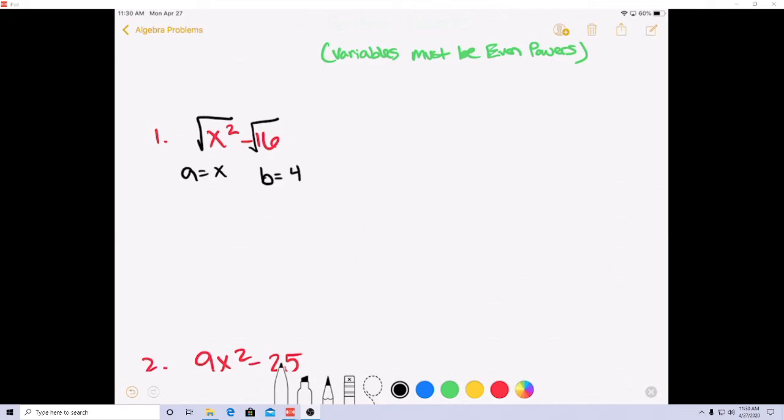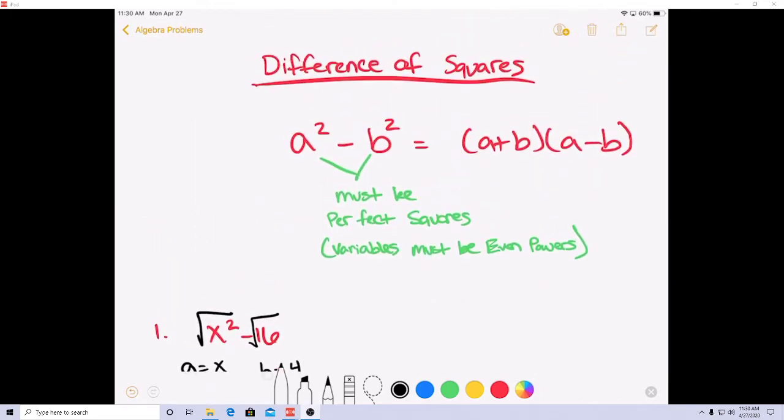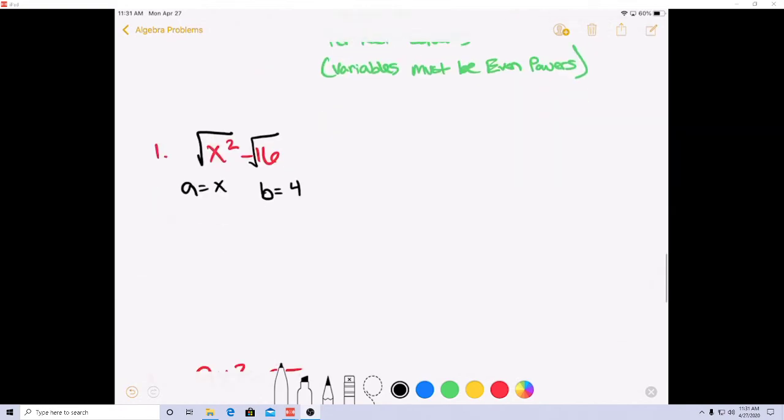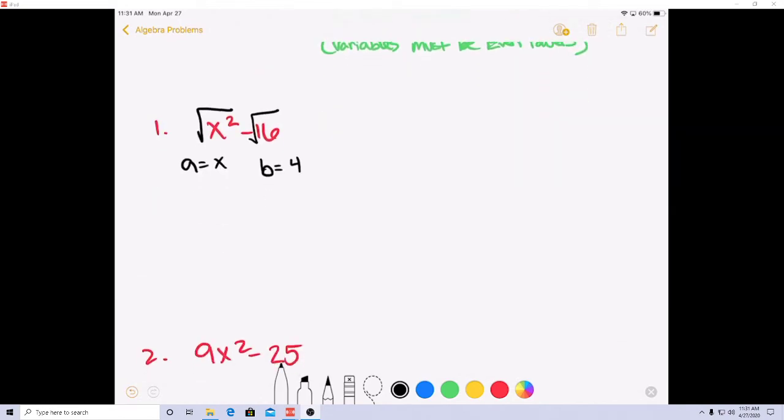So, we know what a and b are. Now we go plug them into their spots. This is your answer right here, guys. This right here is just what your problem has to look like, or fall under these guidelines. This is how you write your answer. So in my case, a plus b is x plus 4, and a minus b is x minus 4. That is our factor.